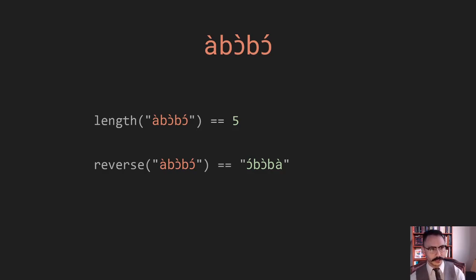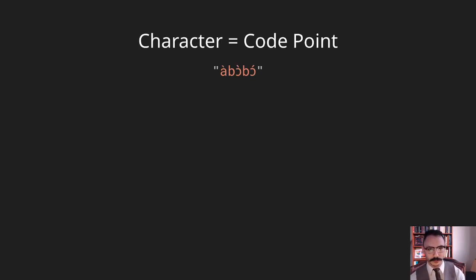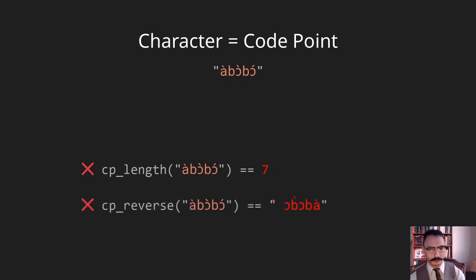So let's try our code point algorithm for determining the length of a string. Here we go. What? 7 characters? Well, that's a bit bizarre, isn't it? And the reverse? Oh, wow, it really mangled it. Something came out of it, which is interesting, but it really mangled it.